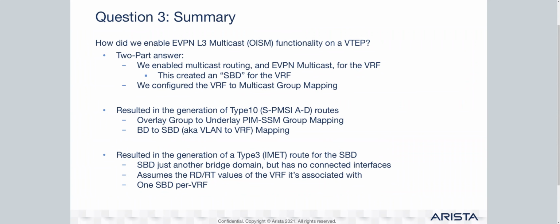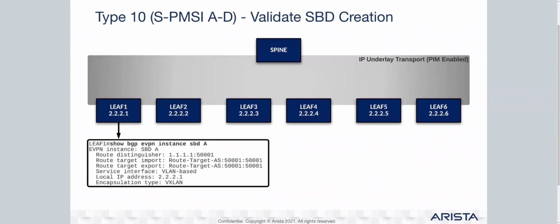Yeah, good question. It just automatically assumes the RD and the RT values of whatever VRF that particular SBD is associated with. So in our case, we created one for VRF A. Because of that, the SBD associated with VRF A just assumed the route distinguisher and the route targets associated with VRF A.